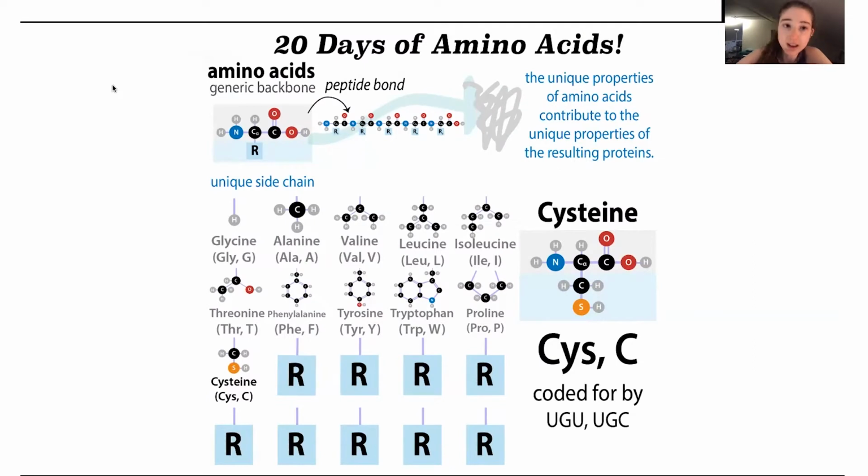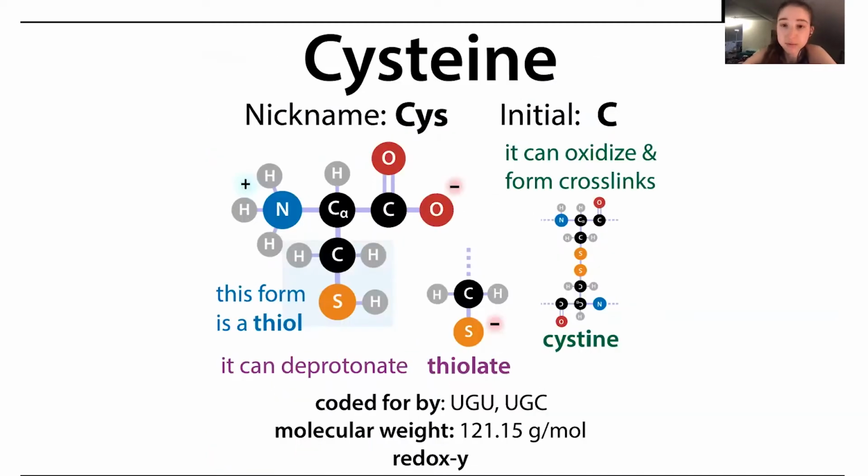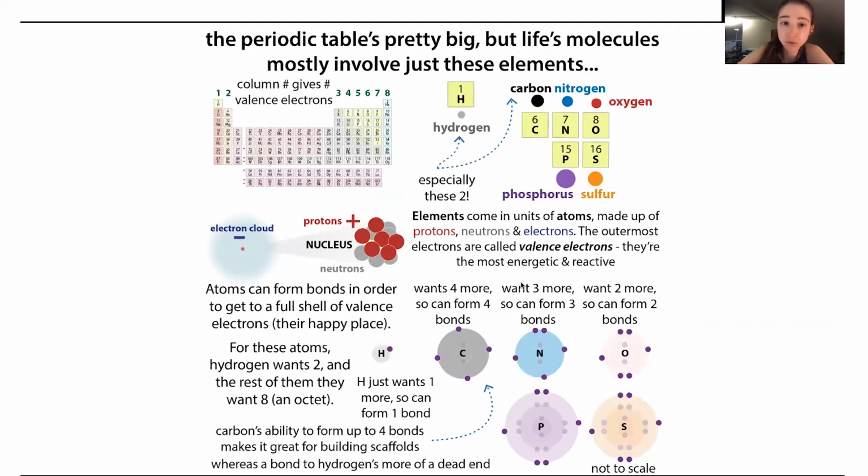This is the 11th day of 20 days of amino acids, and we're talking about cysteine. And so cysteine is a really cool one. Unlike all of the ones that we've seen before, cysteine actually has a sulfur. Sulfur is right below oxygen on the periodic table. What this means is that they have the same number of valence electrons. They both have 6 valence electrons, so they both want to gain 2 more electrons in order to fill that extra shell. And so they're going to react similarly.